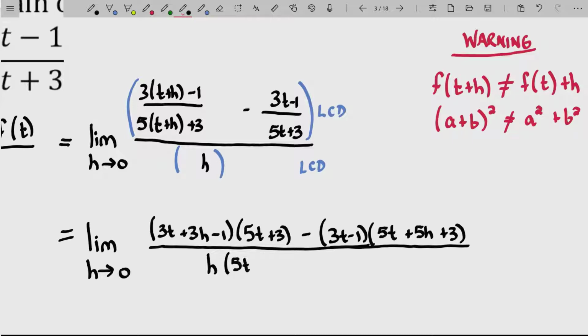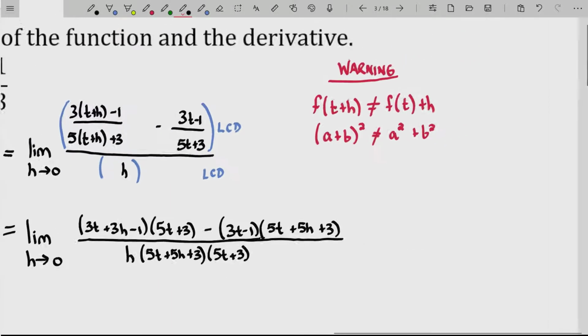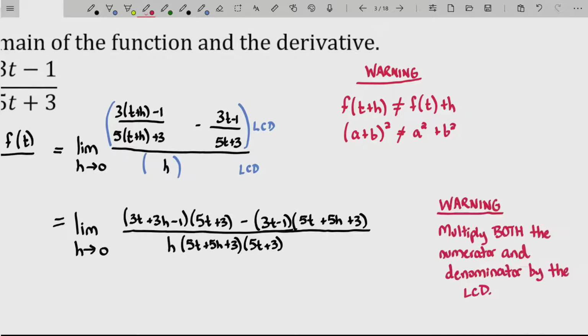Notice here that I am not only multiplying out that numerator, or distributing the LCD through the numerator, but you also attach the LCD to the denominator. So this is yet another issue that I will see, that people forget to put the LCD in the denominator as well. So just be very aware. Actually, I should write that as a warning.